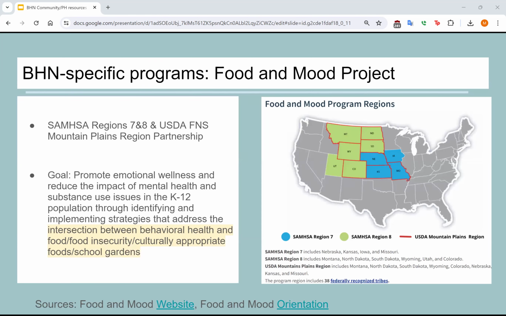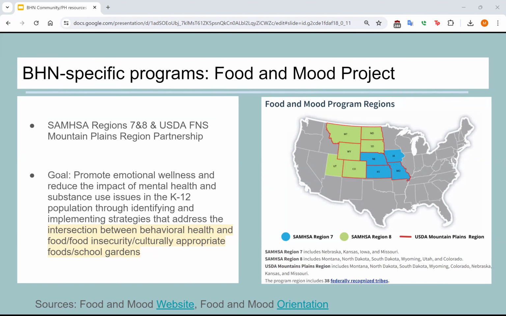So I was looking for very specific programs that are nationwide, behavioral health targeting, and also nutrition related. And it was a bit hard to find because I think it's so specific. But I found this one that's called the Food and Mood Project. I don't know if people have heard about it, but it started in 2021. So it's still in the early stages, and it's a collaboration between SAMHSA, just 2 regions there, and the USDA FNS Mountain Plains region. So it's just those states that are highlighted there.